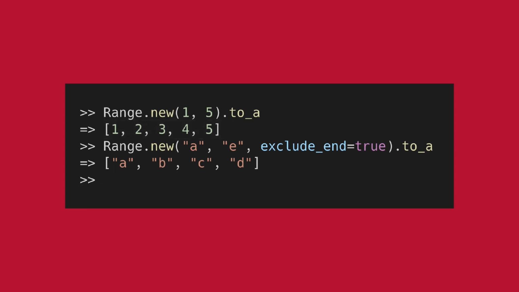What if we want to do the second option, where we don't include the last item? In this case, we have to pass in a third parameter. So the third parameter, we pass in exclude_end equals true, and then it will leave off the last value.